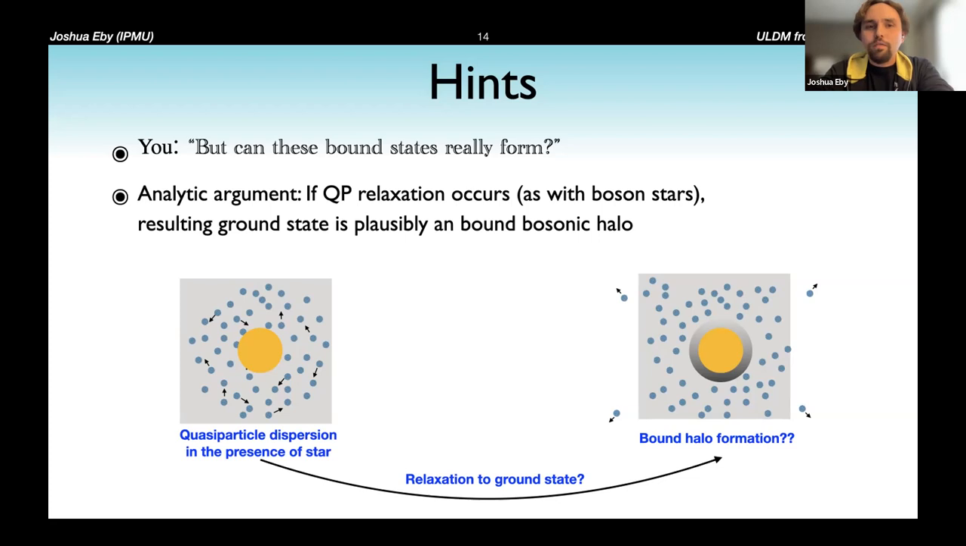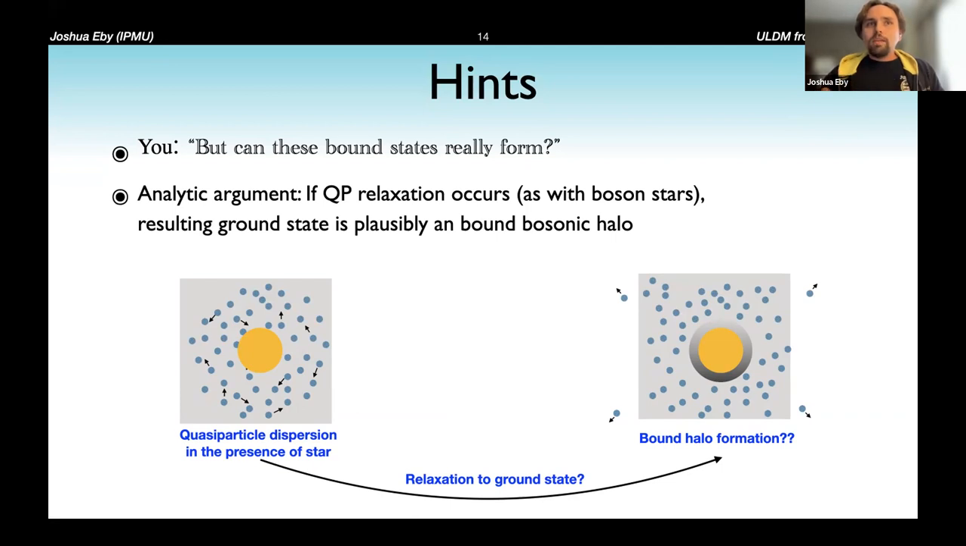What's the first physical argument for why something like this bound bosonic halo, this solar halo, should form? Well, just imagine that the exact same physical processes that were forming boson stars in the previous slide are taking place in the presence of a very deep gravitational well, for example, the sun. So you have these quasi-particles, they're bouncing around, they're exchanging energy, and after some typical time scale, which I'm not calculating at this moment, after some number of scatters, these quasi-particles will sample state space. Some of them will find their way into the ground state, and some of them will be kicked out of this little mini halo.